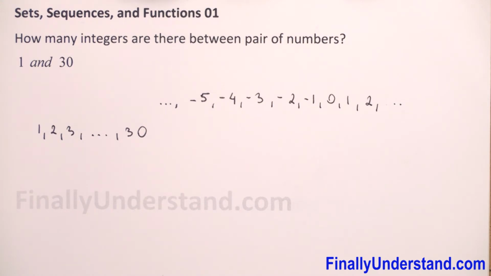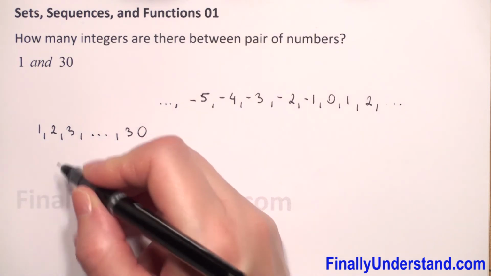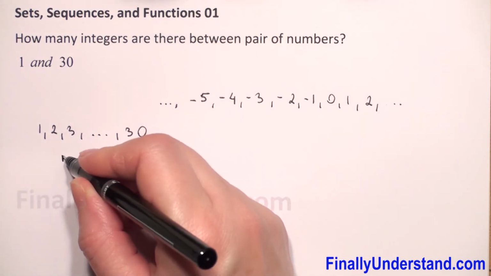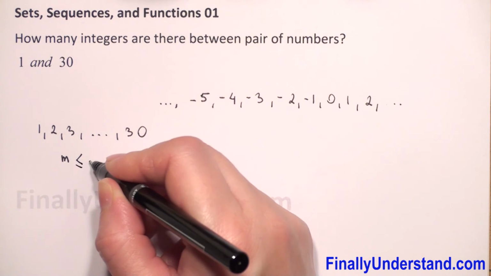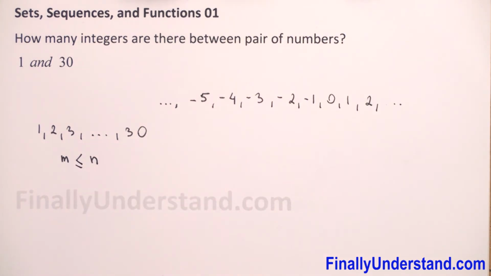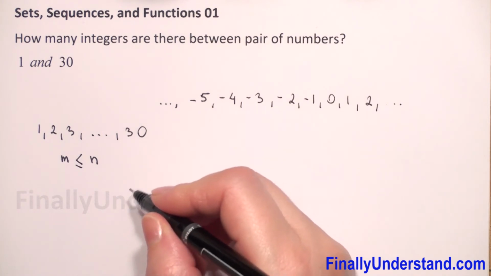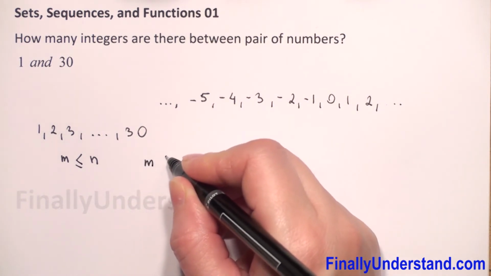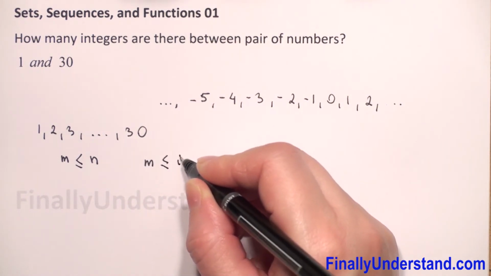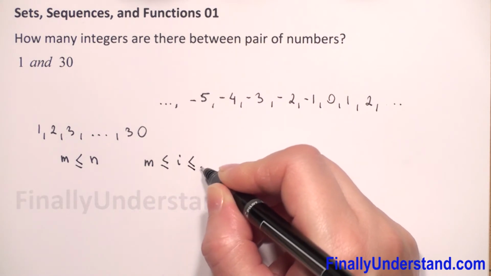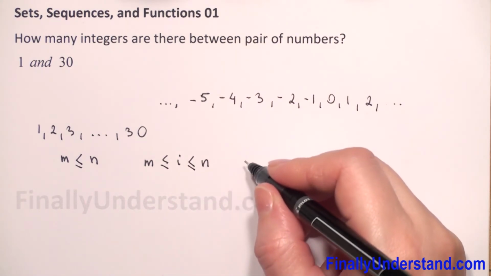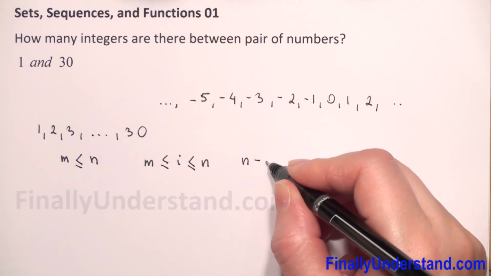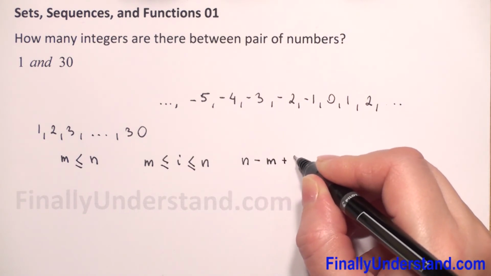When we have integers, let me write this formula: if m is less than or equal to n, the number of integers i such that m is less than or equal to i, which is less than or equal to n, is n minus m plus 1.